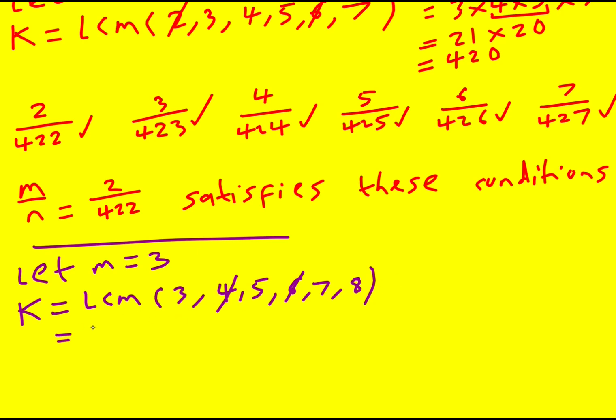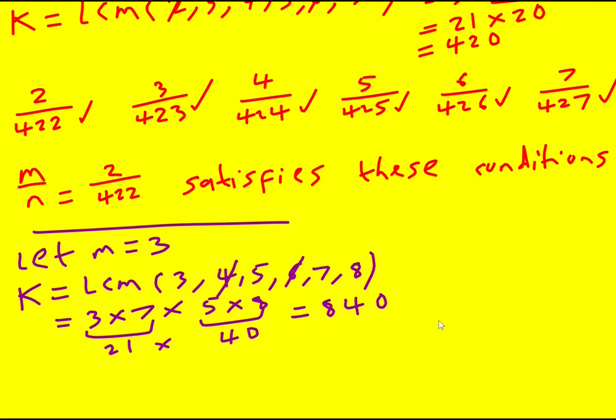This time I'm going to do 3 times 7 times 5 times 8. So I'm going to get 21 times 40, which is going to become 840. So then I've got 3 over 843. That will both be divisible by 3.